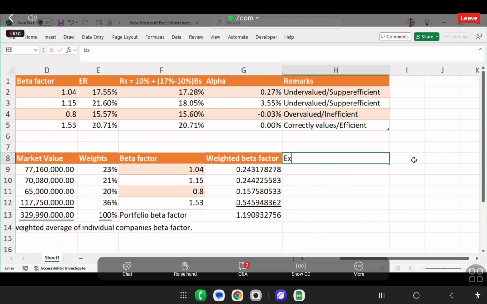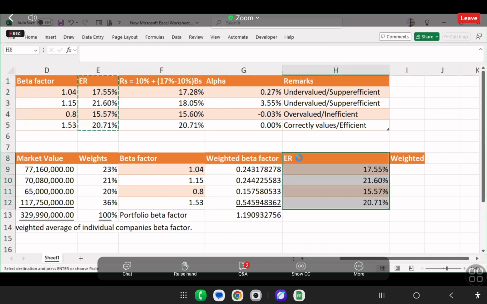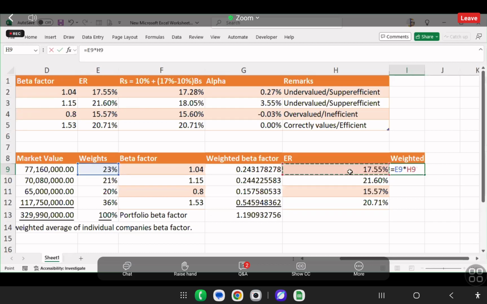Expected, or let me use the word weighted. Expected returns. The weighted expected returns, if again I could come and press it here, I pick the expected returns, these ones. I press it here. This will give us the expected returns. And if that is the case, I can get the weighted, which is equal to the weight multiplied by the expected returns, like that.